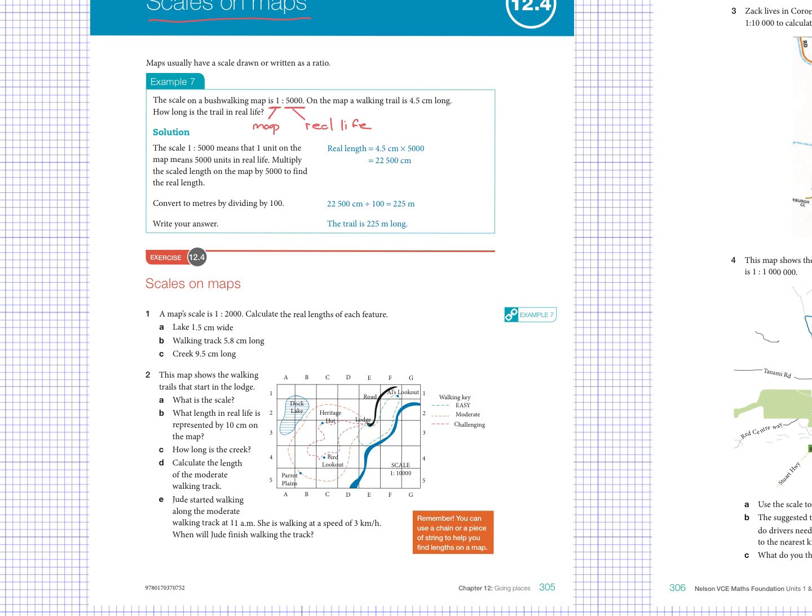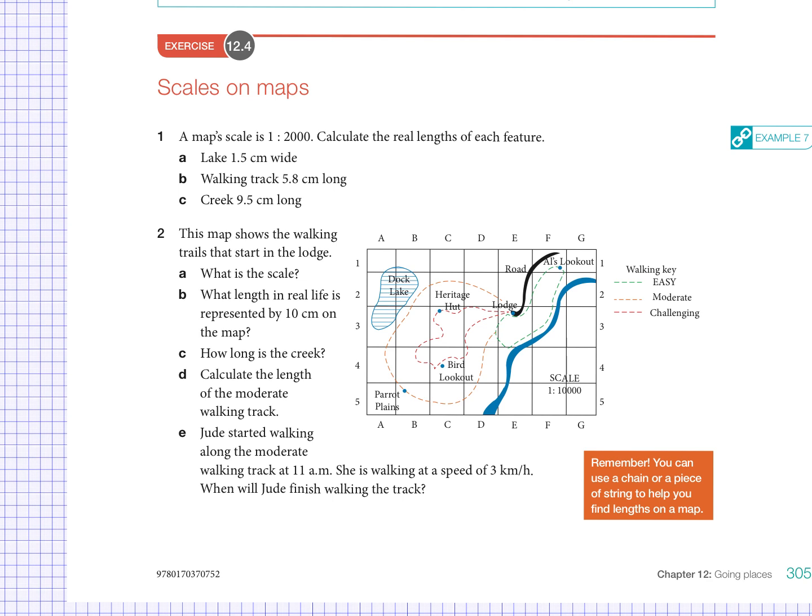All right, so what it means is what we measure on the map, we need to multiply by 5,000. So if we measure 4.5 centimeters, we multiply by 5,000, and that gives us the real life measurement. Okay, so let's have a look at a few questions.